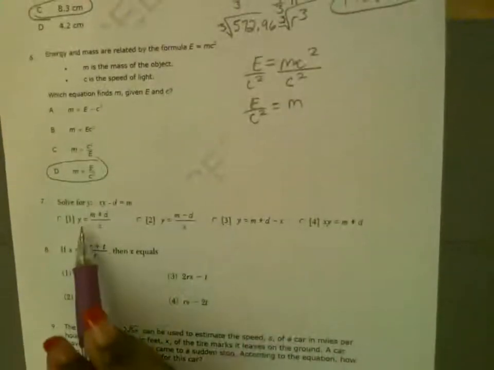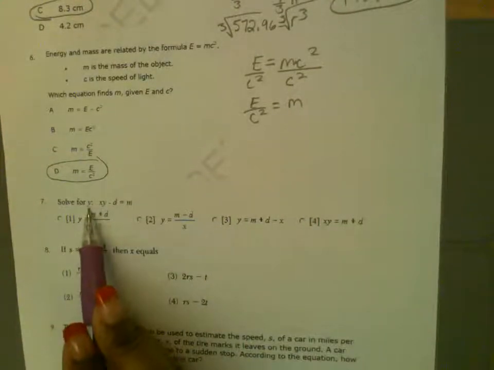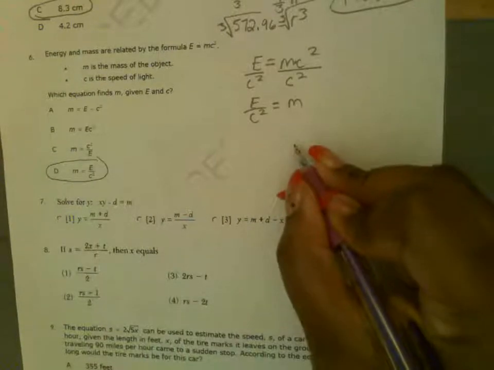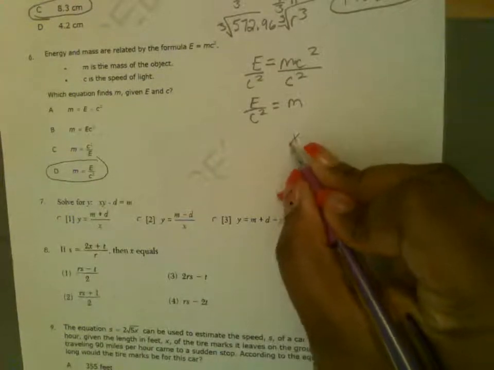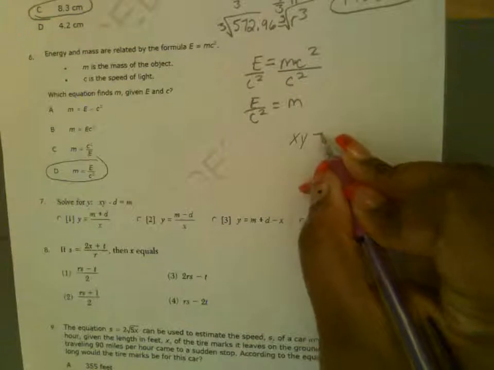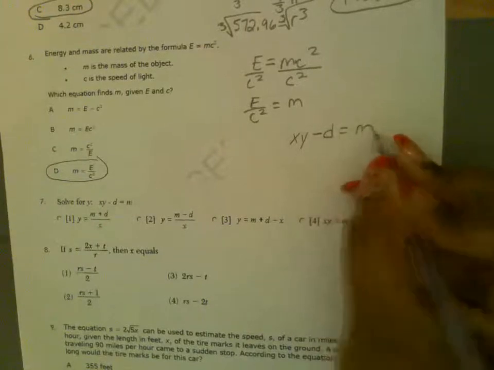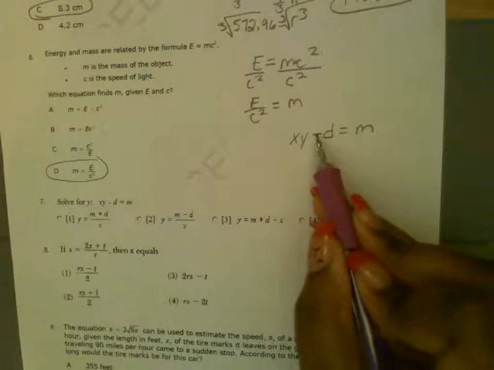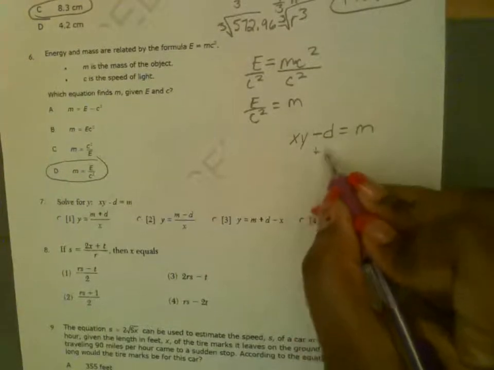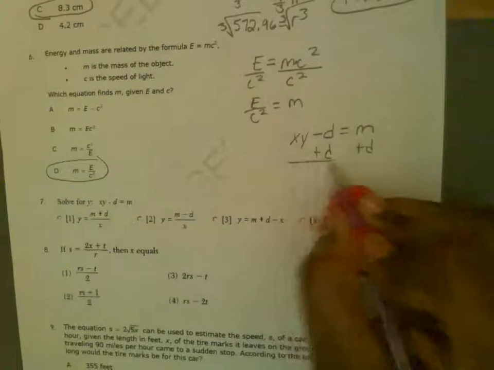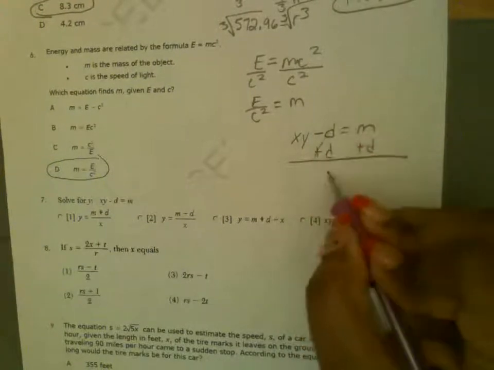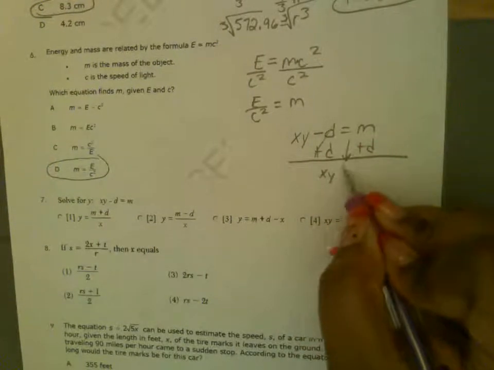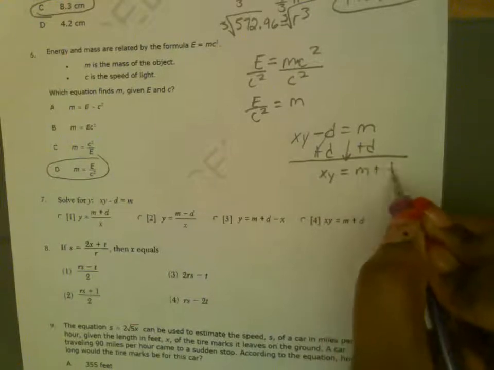All right, let's look at number 7. It says solve for Y. So I'm going to put that here. You have XY minus D is equal to M. So to get Y by itself, you got to get rid of the D first. This is a minus D, so you're going to add D to both sides. This is gone, and we're left with XY is equal to M plus D.